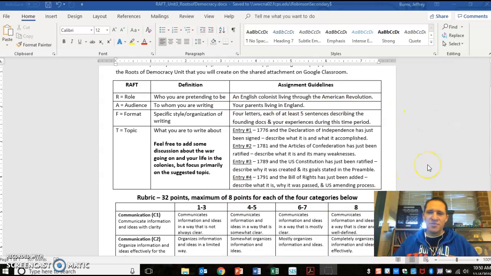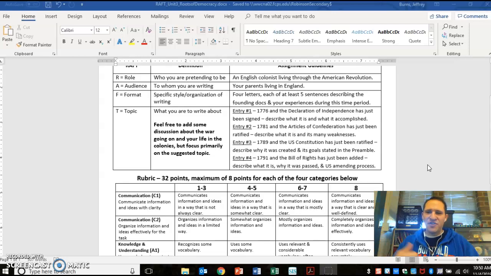Entry 1 will start in class and you'll hopefully finish by the next class. If you don't finish classwork, you should finish it by the next class. The first entry is 1776, after July 4th, because July 4th is when it was signed. The Declaration of Independence has just been signed. Describe what it is and what it accomplished. Define it: what are some of the big ideas, the goals of it? Remember, this is 1776. The war is underway, and this is really going to push the British to get upset with us. You can also decide at this point: are you a loyalist, loyal to the British Crown and upset about the Declaration of Independence, or do you take the perspective of a rebel fighting against the British Crown?